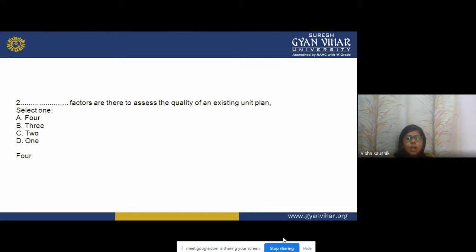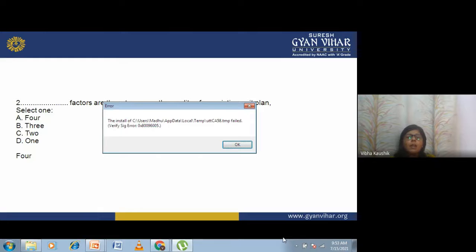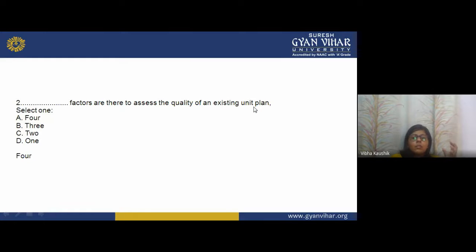Now the second one: dash factors are there to assess the quality of an existing unit plan. How many factors are there that are used by the teacher for assessing the quality of an existing unit plan? The options are A, 4, there are 4 factors assessing the quality. Option B, 3, option C, 2, or option D, 1. So the correct answer is option A, that is 4 factors are there to assess the quality of an existing unit plan.